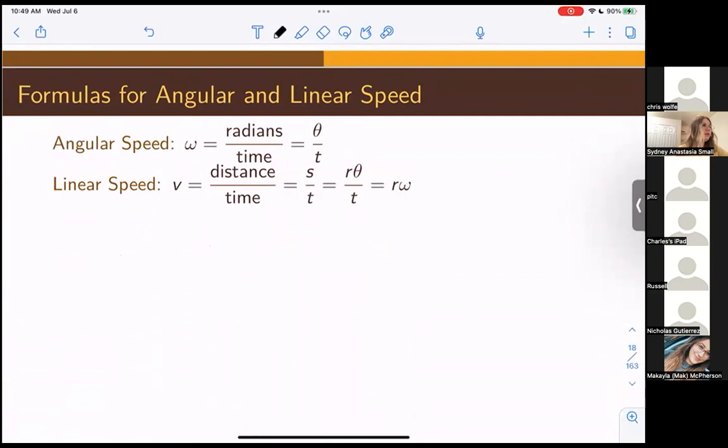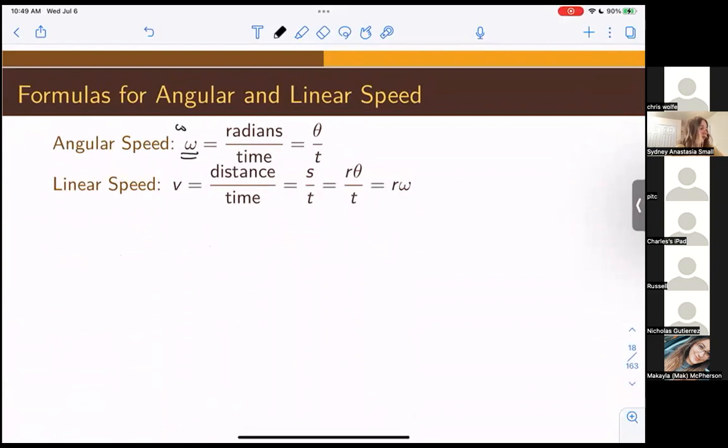So angular speed, this guy right here, it looks like a W. It's actually the Greek letter omega. It is a lowercase omega. It is the last Greek letter of the alphabet, I believe. So that will commonly be used for angular speed. It's just written like a curly little W.